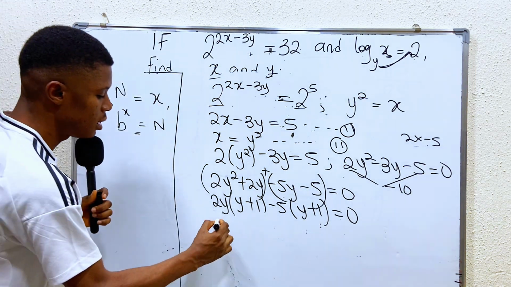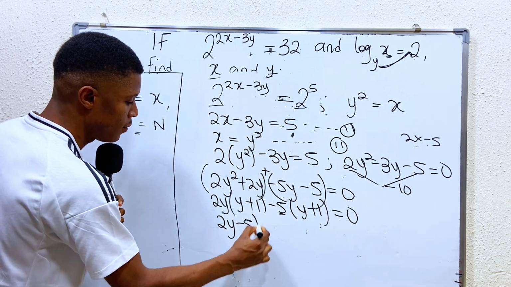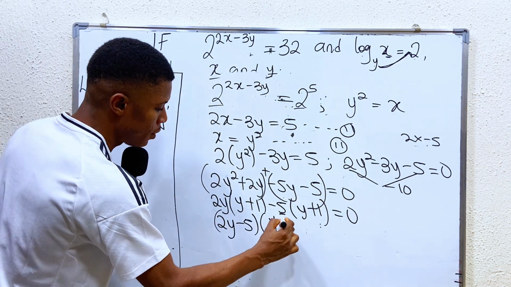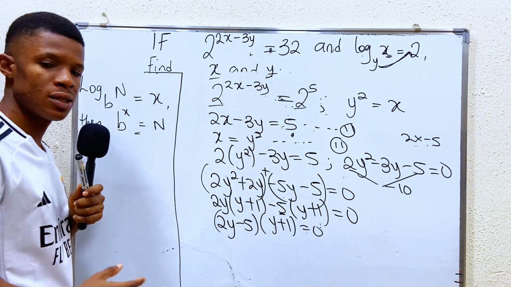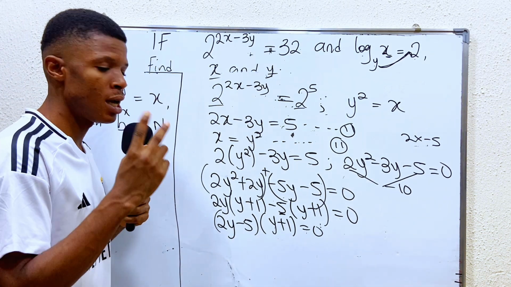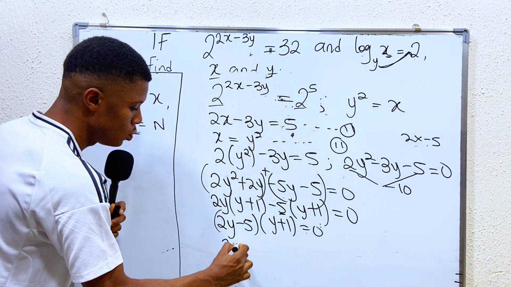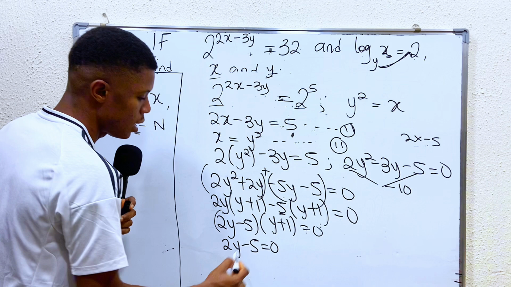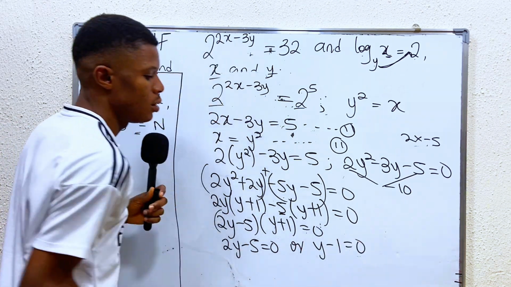If you have this, you see that 2y minus 5 into y plus 1 is equals to 0. And in quadratics, when two terms multiply to get 0, one of them is 0 or both are zero. So we are going to equate each term to 0. That means 2y minus 5 is equals to 0, or we have that y plus 1 is equals to 0.